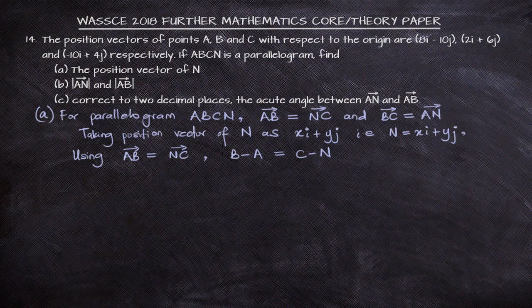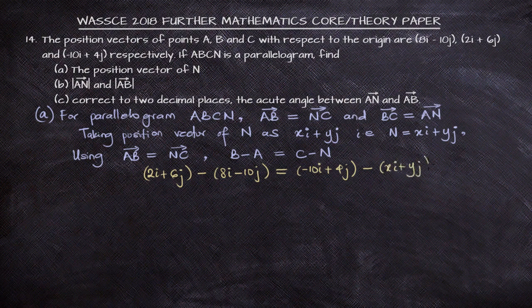B is 2i plus 6j, a is 8i minus 10j, c is minus 10i plus 4j, n is xi plus yj. So I can go ahead to plug in all this. I have 2i plus 6j minus a, which is 8i minus 10j. This is equal to my c, which is minus 10i plus 4j, minus n, which is xi plus yj. Okay, good. Now I can open up the bracket and collect like terms and bring the i components together, bring the j components together. So I have 2i minus 8i plus 6j minus 10j. This is equal to minus 10i minus xi plus 4j minus yj.